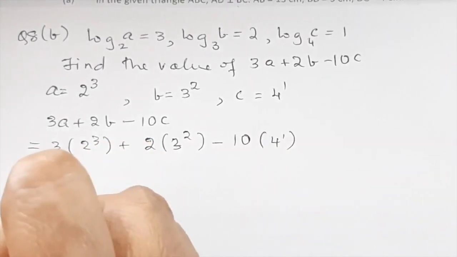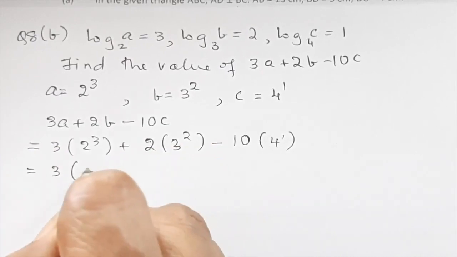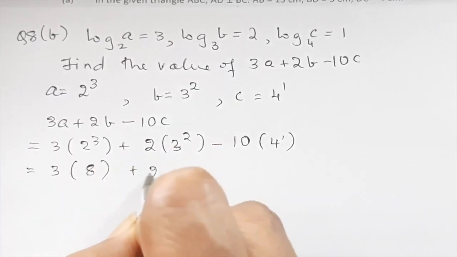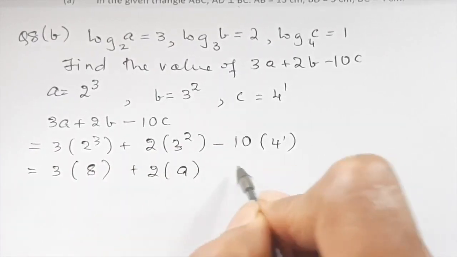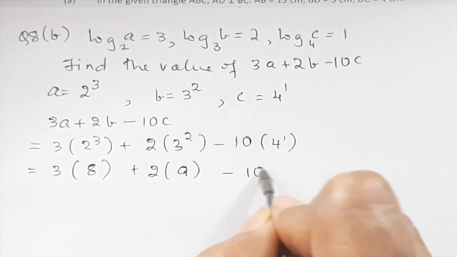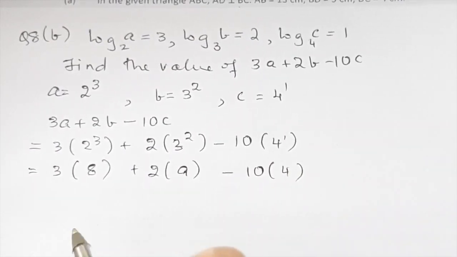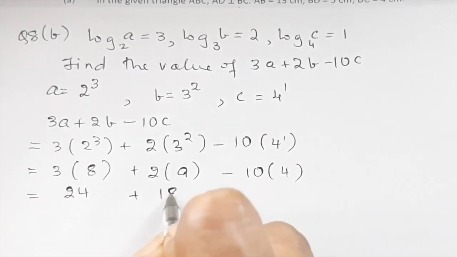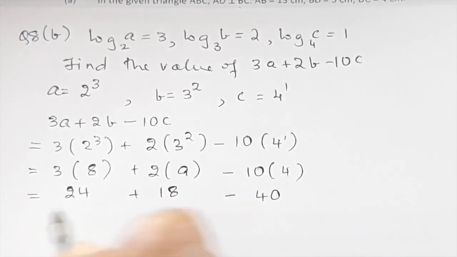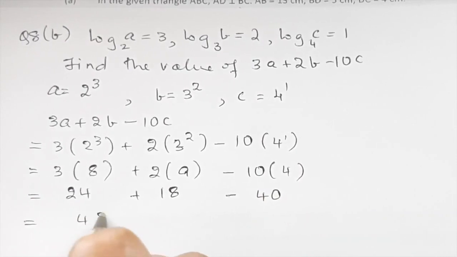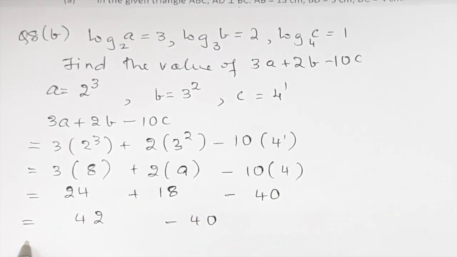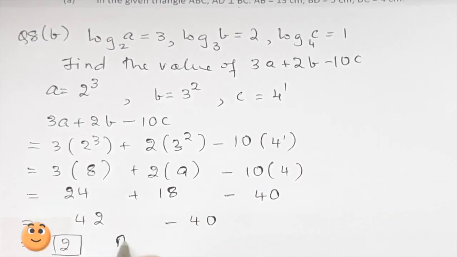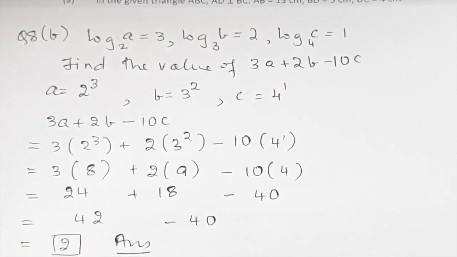So that gives us 3 into 2 to the power 3 is 8, plus 2 into 3 square is 9, and minus 10 into 4 to the power 1 is 4. So that gives us here 24 plus 18 minus 40. These two give you 42 minus 40 and so we'll have 2, which is our answer.